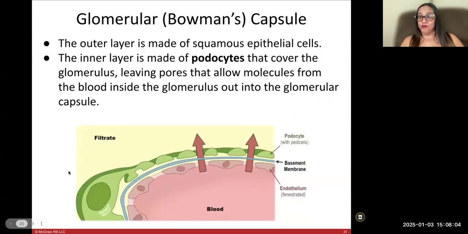The glomerular or Bowman's capsule. The outer layer is made of squamous epithelial cells. So if you'll remember, those are all flat cells. The inner layer is made of podocytes that cover the glomerulus, leaving pores that allow molecules from the blood inside the glomerulus out into the glomerular capsule and into the nephron system.